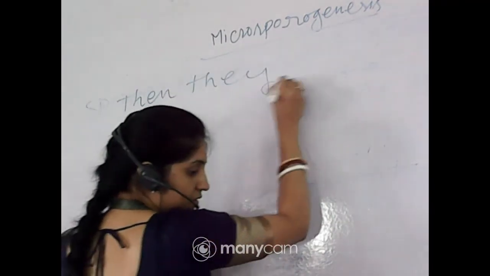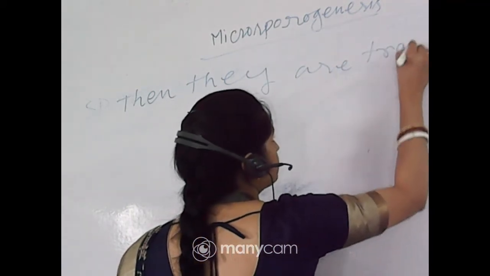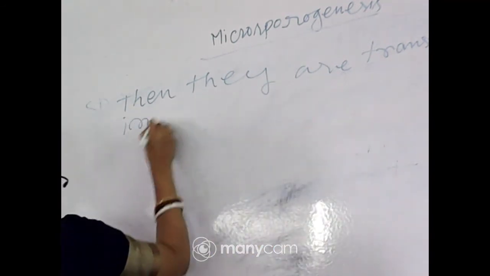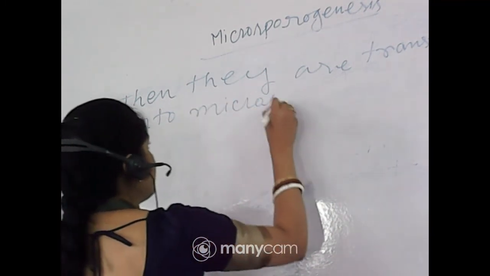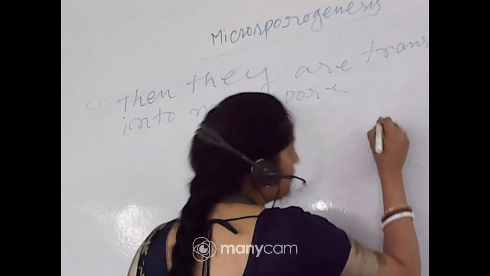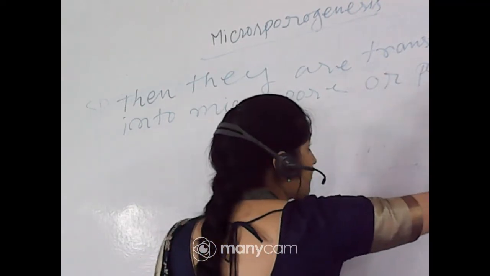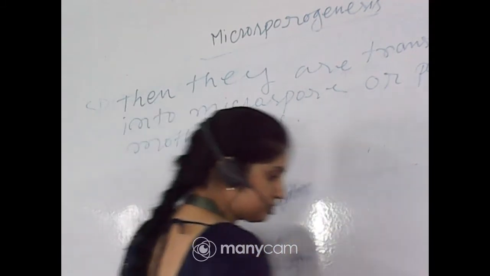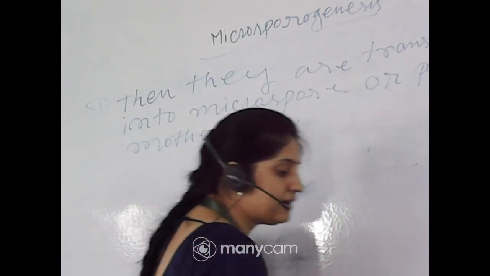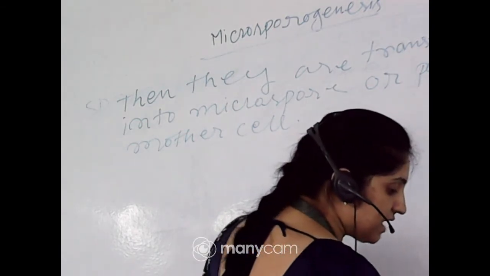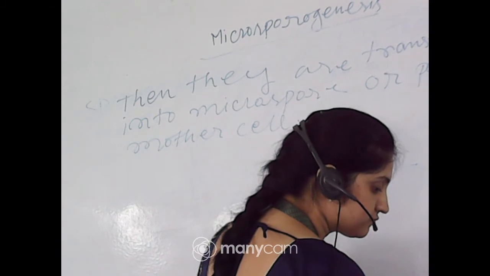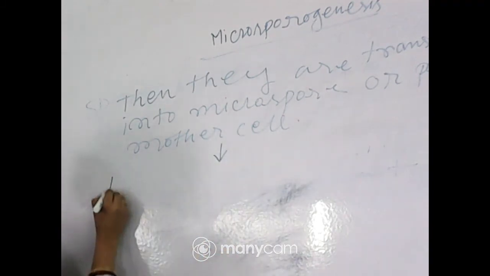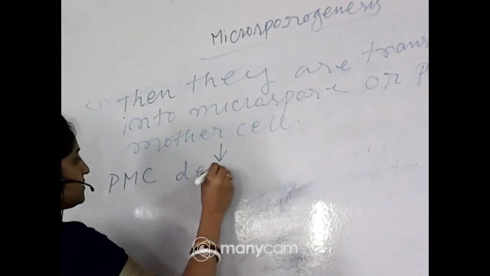They are transformed into microspore or pollen mother cells. PMC develops an internal layer of callus which breaks the plasmodesmal connections among them.